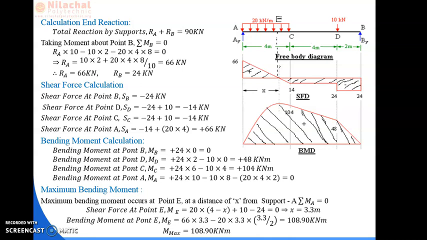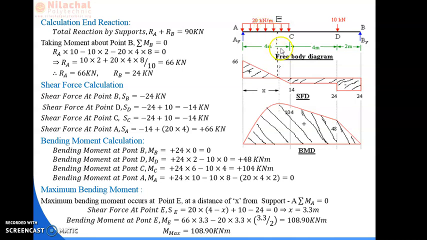Now let's go for the calculation of the point where it should lie. Considering the point E at a distance of x from the C point, we can get the value of shear force as 20 into (4 minus x) plus 10. Now the shear force at E is equal to 0.